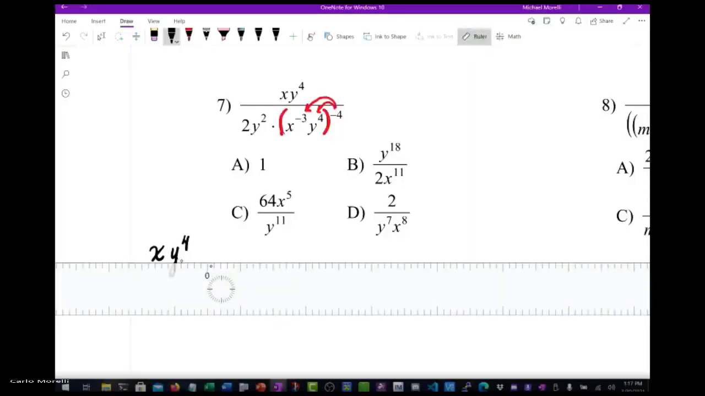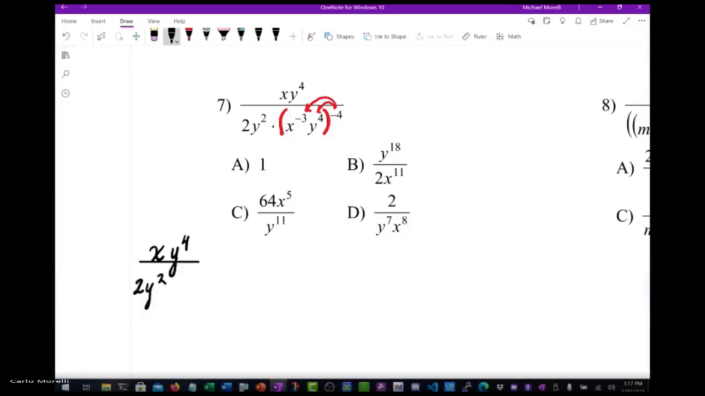So again, I'm going to rewrite this. I'm going to write x y to the 4th over 2y squared. And now I'm going to deal with this. I'm going to write times x, and then we're multiplying negative 3 times negative 4. That gives us positive 12 times y raised to the power of 4 times negative 4, which gives me negative 16.